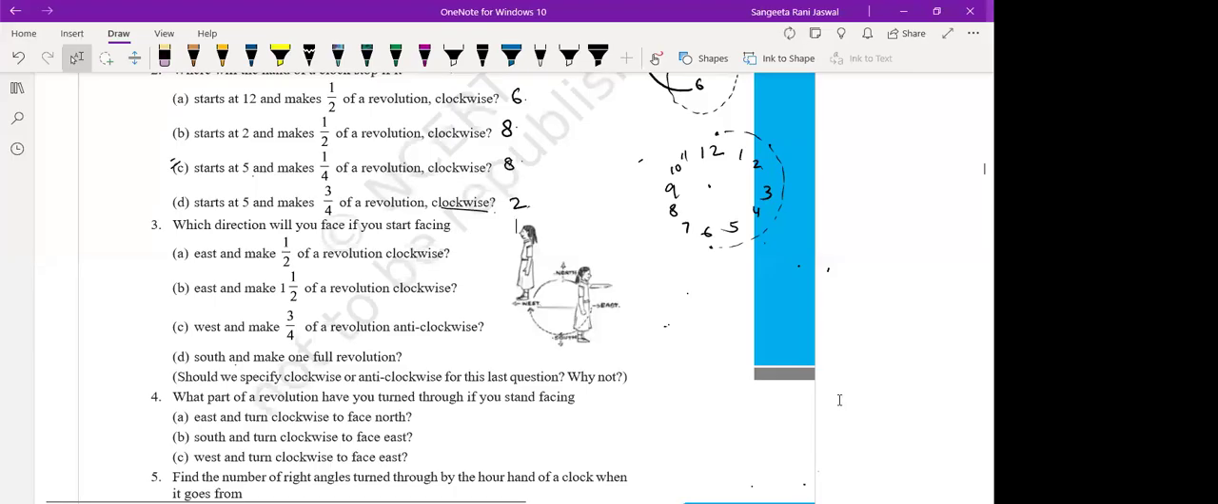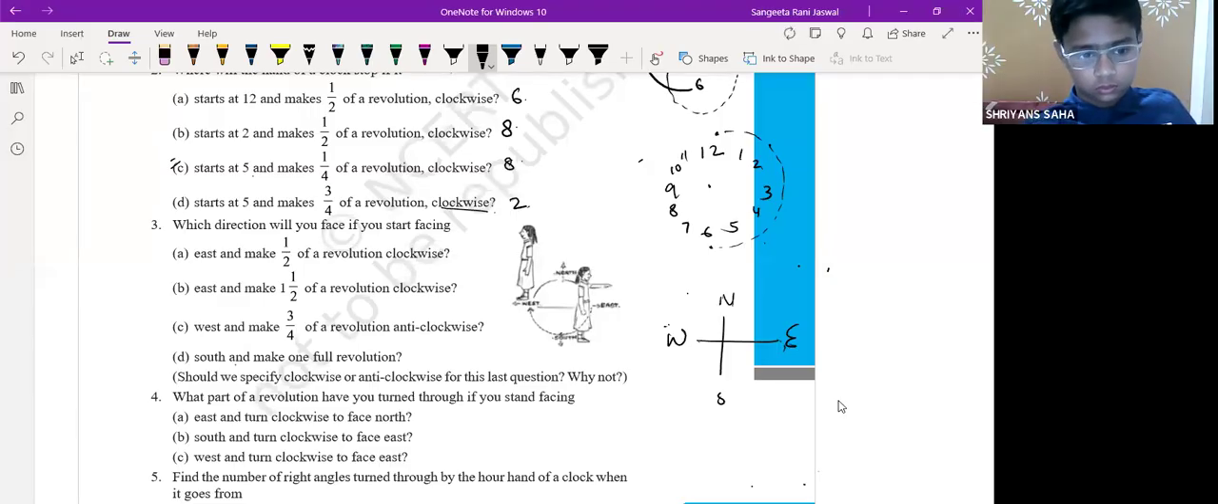Okay, let's see. Question number 3. Which direction will you face if you start facing east and make half of a revolution clockwise? Now you are standing towards east. Just see the directions are here: north, south, east, west, like this. So it's saying that you are facing towards the east and you make half the revolution clockwise. So where will you stop? Right. West.